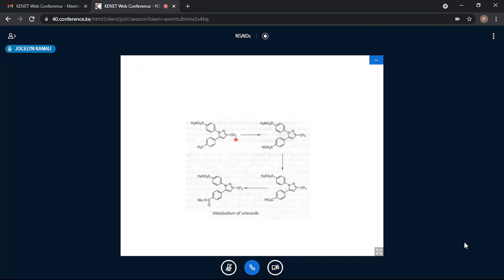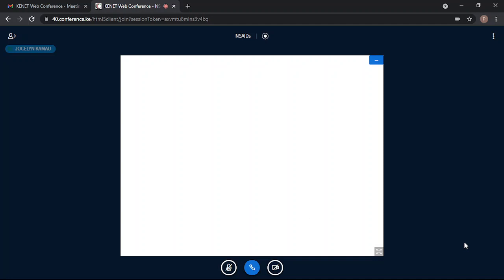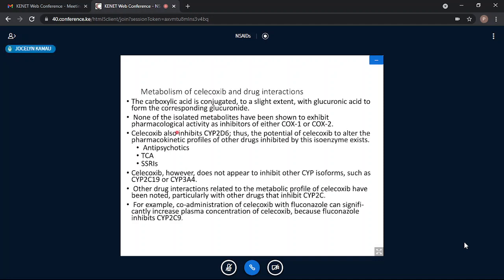But as we are saying, it is important for us to note that the drug has very high lipid solubility. Even the trifluoromethyl group also increases its lipid solubility, and therefore it will require metabolism, very simple metabolism through oxidative hydroxylation of the para-methyl group. Carboxylic, that's just what we have said. The carboxylic acid is conjugated to a slight extent with glucuronic acid to form the corresponding glucuronide. None of the isolated metabolites have been found to have any activity.